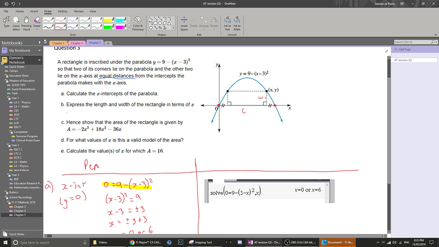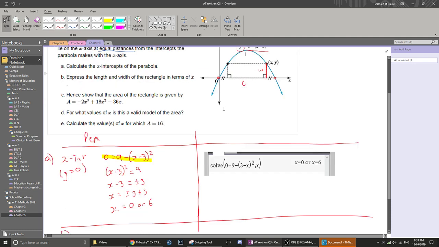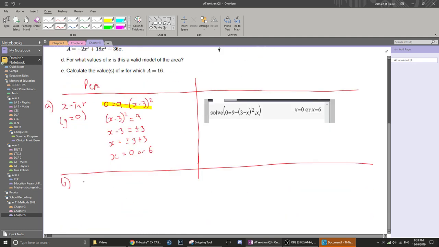Now, the width is really easy. It's that bit there, and we're told how long that is. That's our y value, and we're told in terms of x. So width is equal to 9 minus the square root of x minus 3, minus x all squared. That's easy. Now length is a little bit harder.